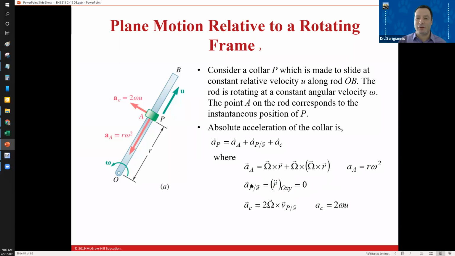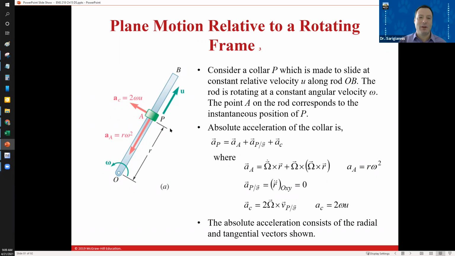And then we're left with the Coriolis acceleration, which is the 2 omega cross VP of F. Now, VP of F we have, right? That's U. So this turns out to be 2 omega U. And that's where this Coriolis acceleration comes from. And you can see here, these are radial and tangential vectors, same as we would normally get, except this is derived using the fact that there's a frame of reference moving, right? You don't just have the collar moving this way, you have the entire rod moving with an angular velocity omega.